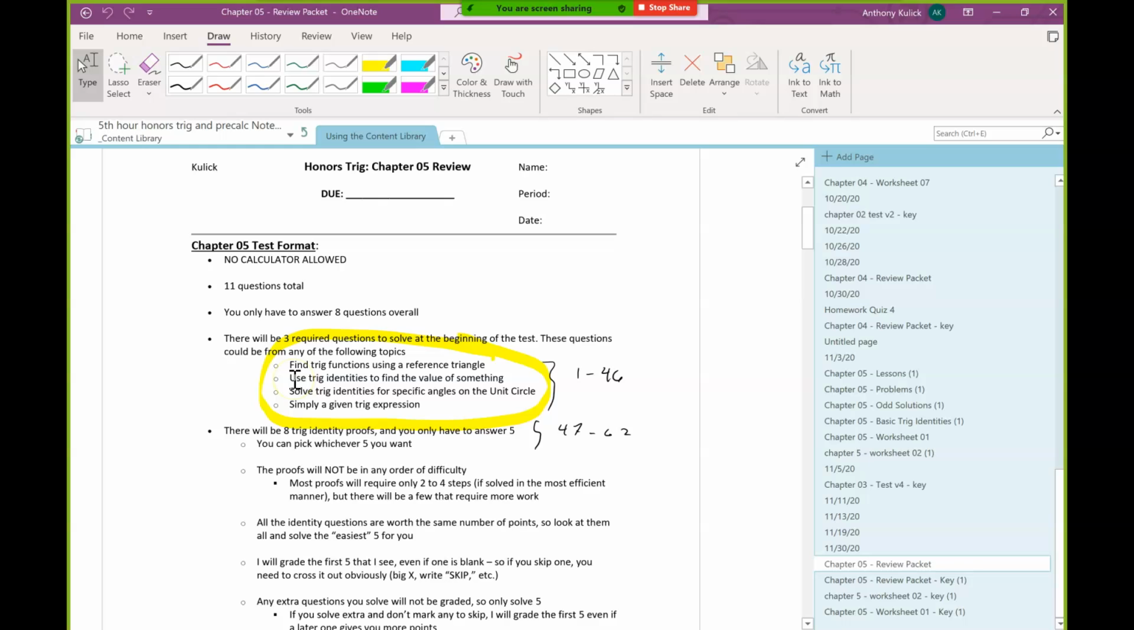And then use identities to find the value of something. Again, that's the same thing as 1 through 6. Some of those we asked you to do with a reference triangle, and some of them we asked you to do with identities. Then there'll be solving trig identities, which is like what we did on 15 through 46. And then simplifying a given expression, that was like what we did in the homework on 7 through 14.